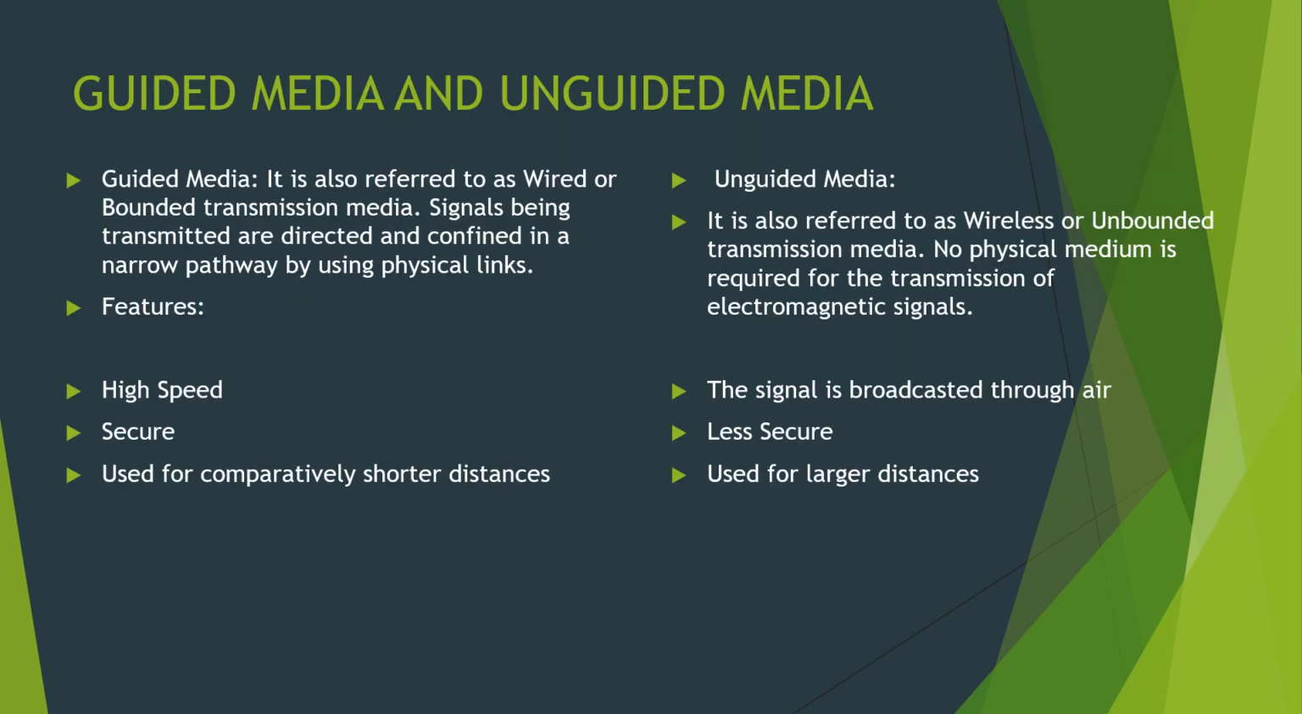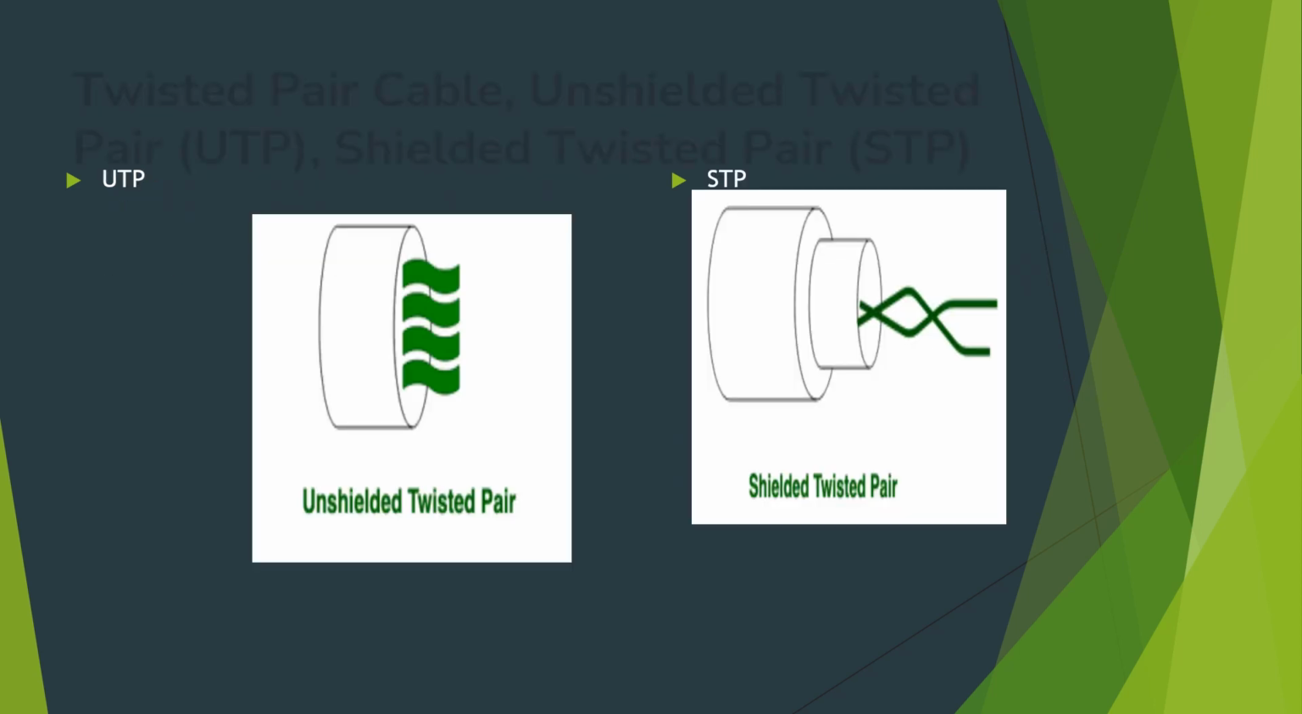Here is the difference between guided media and unguided media. I already told you that wired is bounded transmission, and unguided media is unbounded, and they have some features. Guided media is high speed and secure, and it is used for comparatively shorter distances. In unguided media, the signal is broadcast through air, it is less secure, and it is used for larger distances.